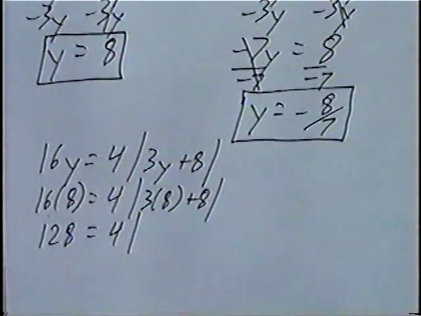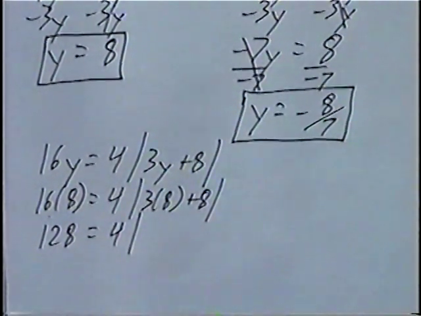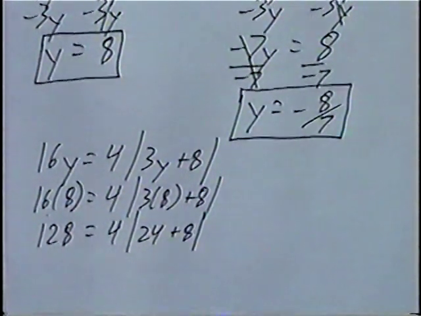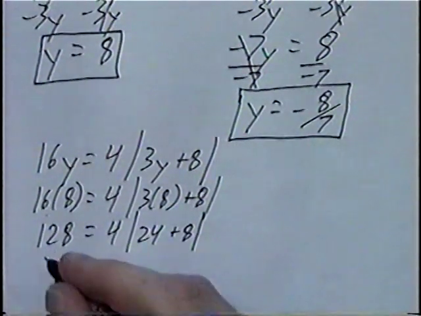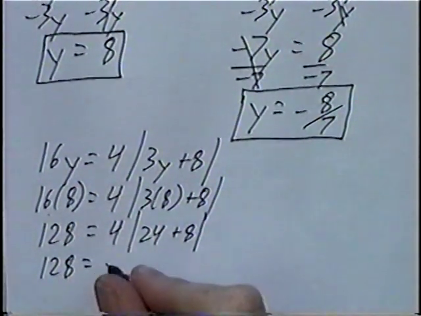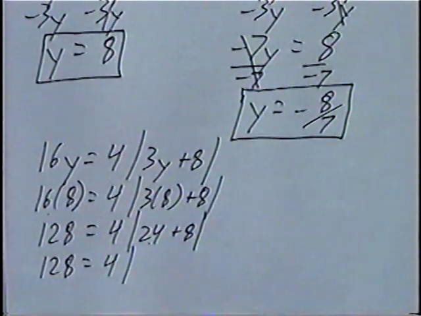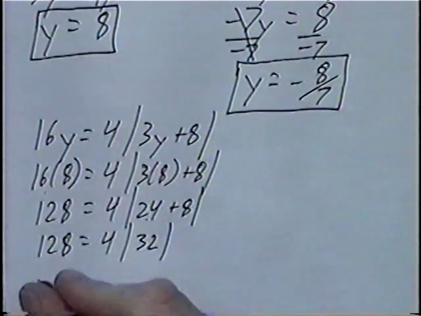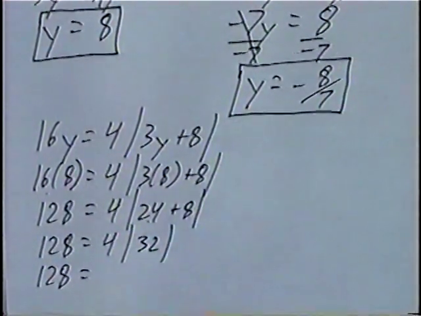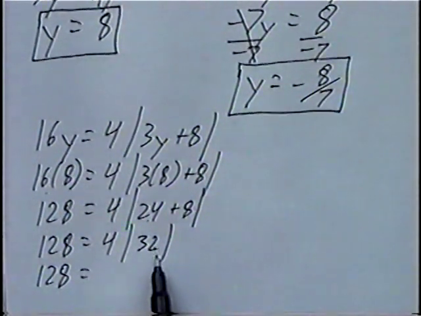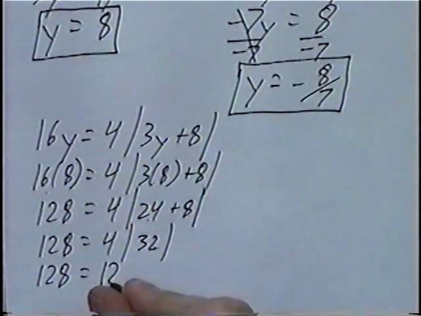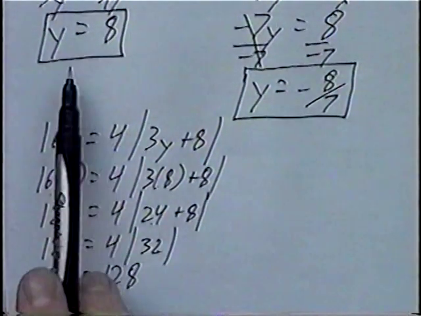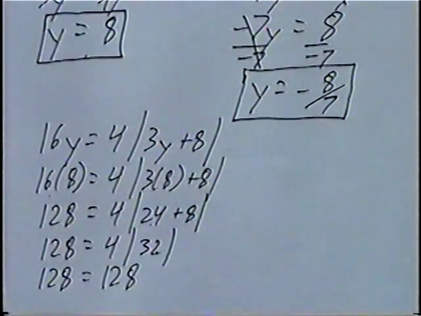4 stays outside the absolute value. 3 times 8 would be 24, and plus 8. 128 stays the same, 4 stays the same, and 24 plus 8 would be 32. And 128 equals the absolute value of 32, which is still 32, times 4 is 128. 128 equals 128, which is true, which means this answer, y equals 8, does work and is a correct solution.